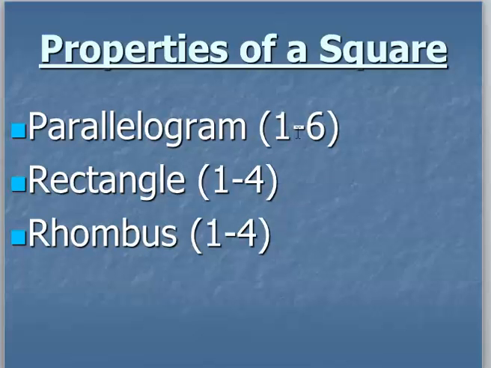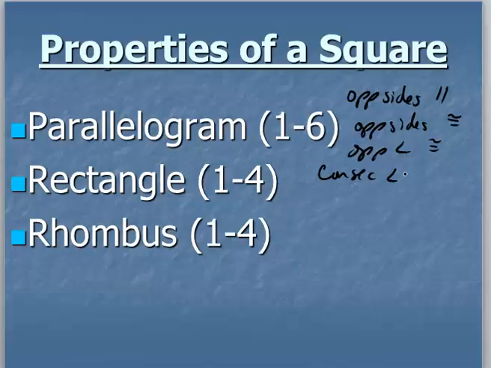We have the 6 properties for a parallelogram. We have opposite sides parallel, opposite sides congruent, opposite angles congruent, consecutive angles are supplementary, the diagonals bisect each other, and that our diagonals form congruent triangles.